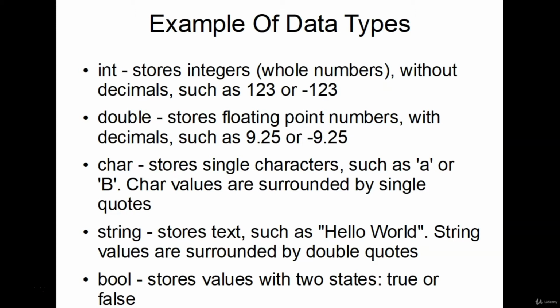So we have the int that stores whole numbers. So for an example, 123 to negative 123. The double stores decimal floating points. The char, which stores a single character. The string, which is text. You guys remember this, we used it for our hello world. And bool, which stores values that are in two states, either true or false. And in the next video, we're going to cover the exact ranges for these primitive data types. But for now, just wanted to give you guys a general idea of what they are.